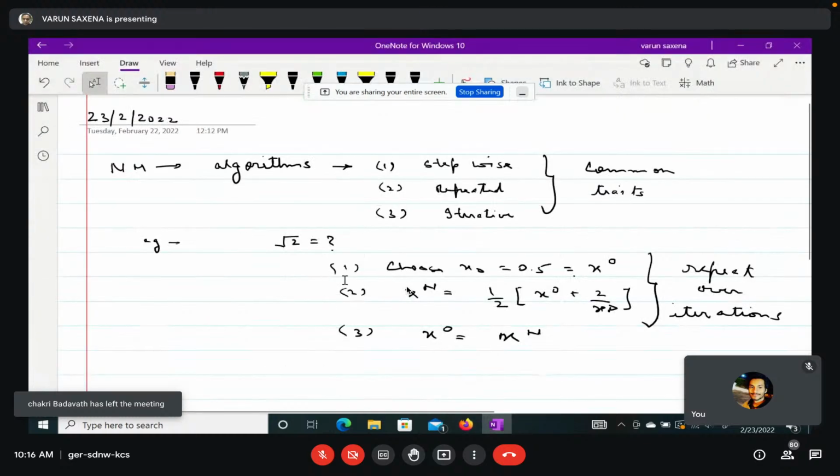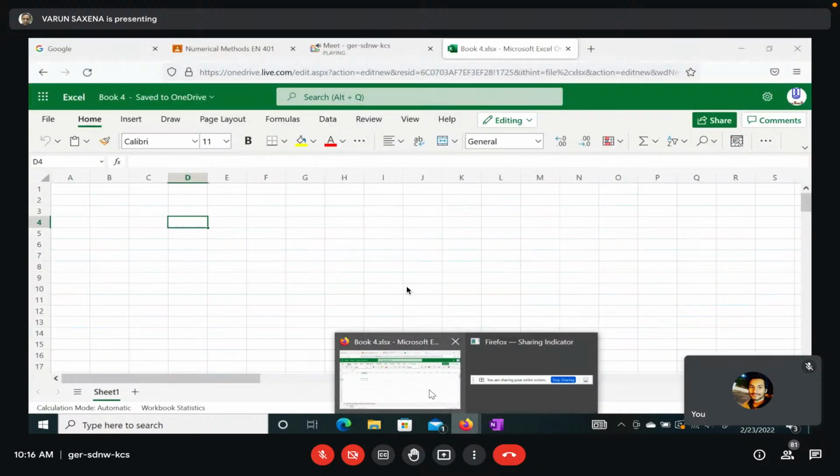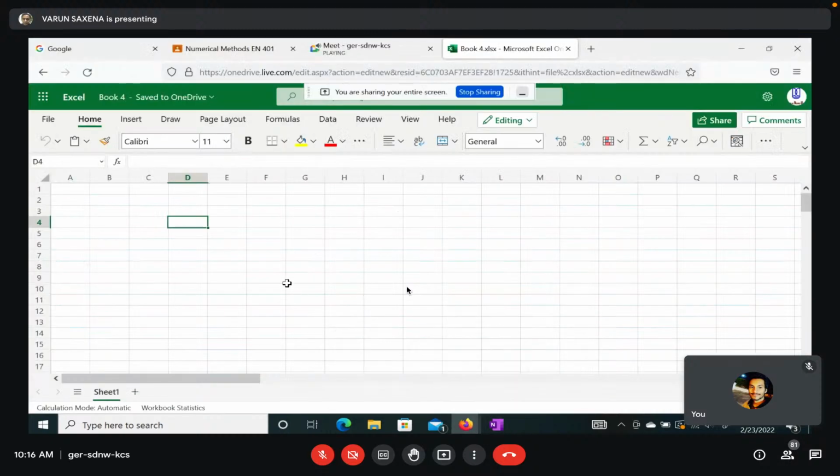So what are we going to do now? This is what we're going to do. I'm going to write an algorithm. I'm going to do this problem of finding the square root of 2 using this algorithm. And let's see how we do that. And then it will become clear what I mean by stepwise and repeated and iterated. Okay, so let's start. Let's say that we've taken x0 to be 0.5.